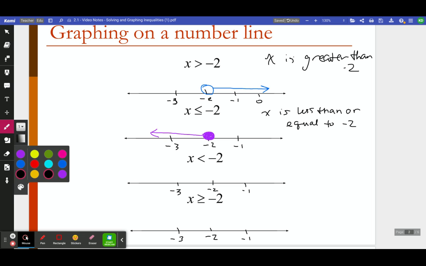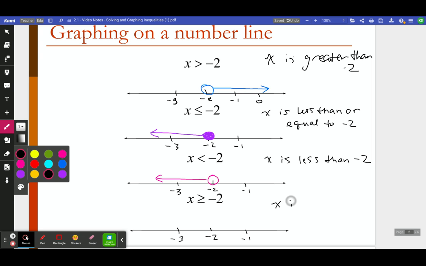Our next one here is x is less than -2. So similar to our last one, except this one's going to be an open circle because -2 is not included. So less than -2, not including -2.